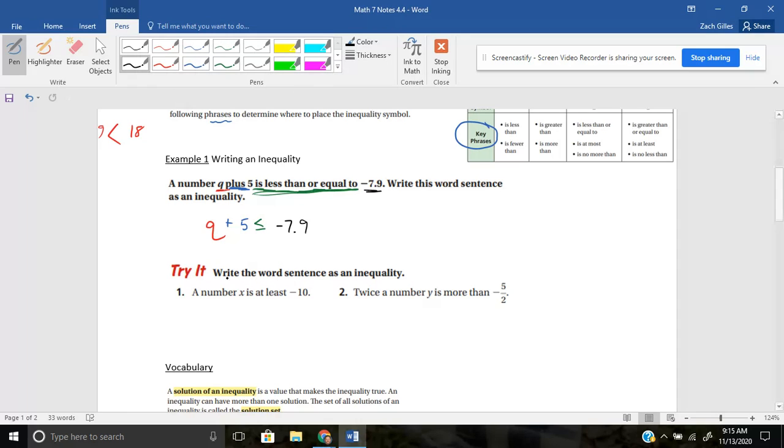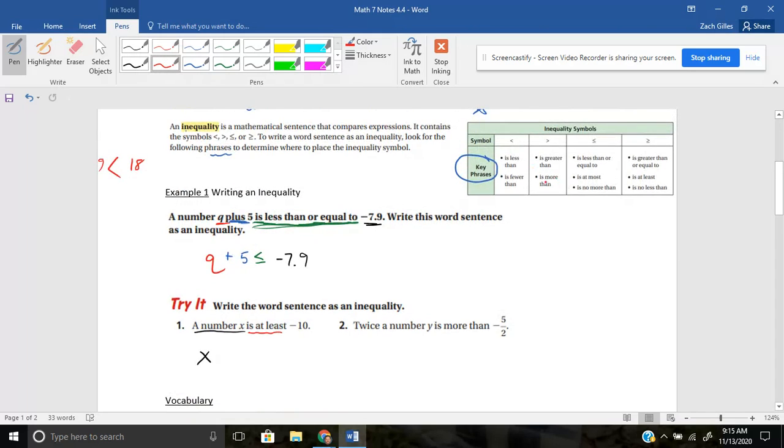All right, number X, okay, really easy, is at least. So "is at least" is a key phrase that tells me to do what? Do you see "is at least"? Oh, yeah, right here: is at least is greater than or equal to. So greater than or equal to, and then my number is negative 10. So X is greater than or equal to negative 10.